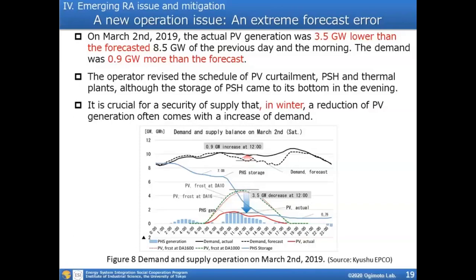But pumped storage hydro on that day came to its bottom of storage in the evening. So we think it is very crucial for security of supply that in winter, a reduction of PV generation often comes with an increase of demand.